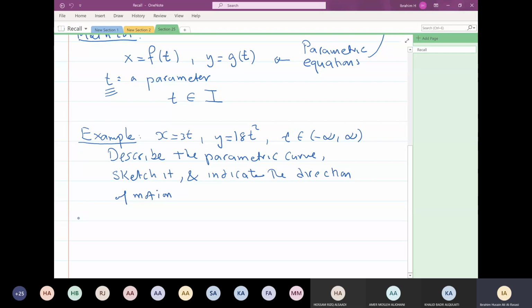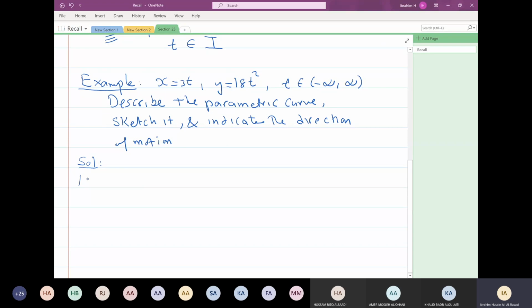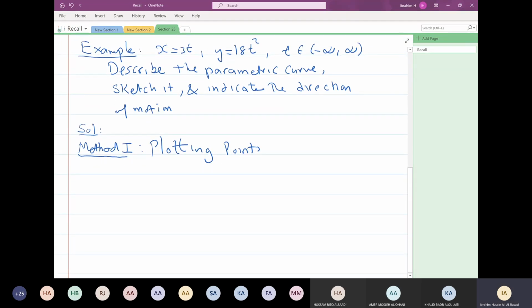For the solution, I said last time we have two methods. Method one is the primitive method, the simplest method, which is just plotting points. Basically, plot some points, draw them in the XY plane, and then join them by a curve. So for example, I can take the following table: this is t, this is x, and this is y, which gives you the point x, y. So we take a few points.